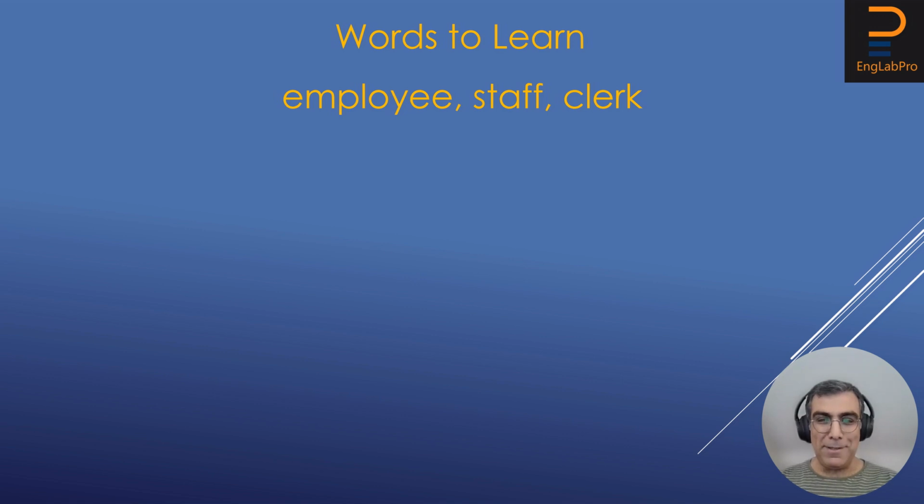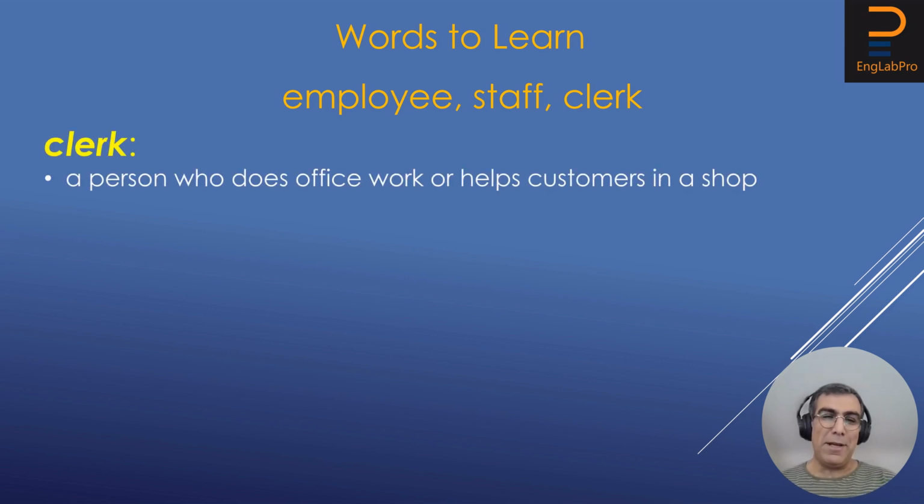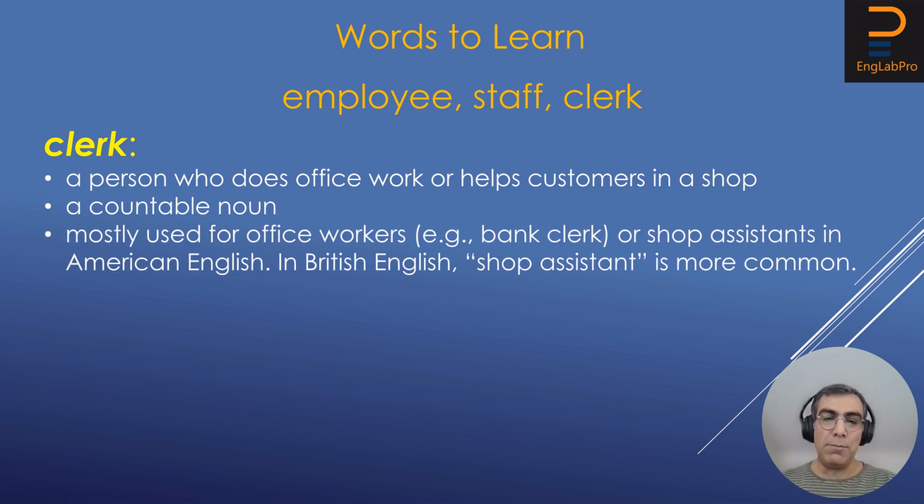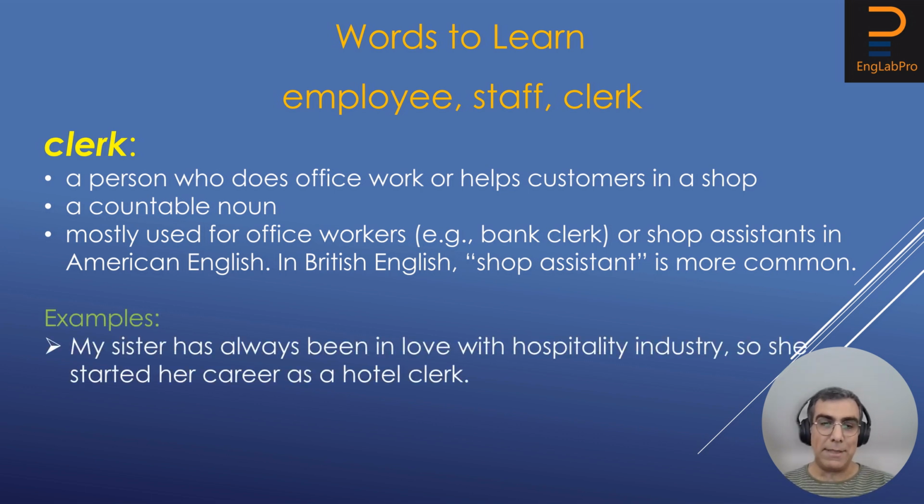And the last word in this series is the word clerk. A clerk is a person who does office work or helps customers in a shop. It's a countable noun, so you can say a clerk, two clerks, three clerks, many clerks, some clerks, all of them are possible. And it's mostly used for office workers, for example, bank clerks or shop assistants in American English. In British English, it is more common to say shop assistant. Let me give you two examples.